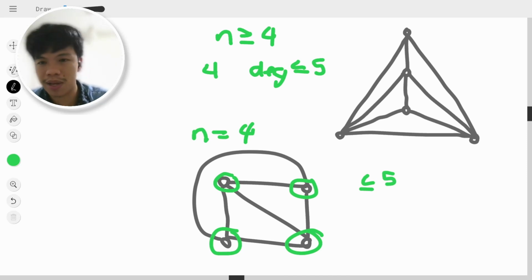That is how simple what the corollary states is. Whenever we have a maximal planar graph with n greater than or equal to 4, then we have at least four vertices with degrees less than or equal to 5. Okay. So how about the next one?